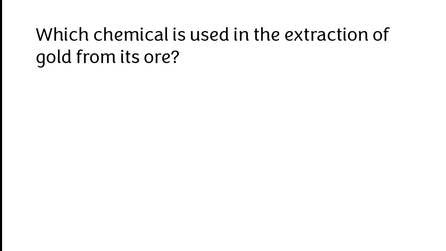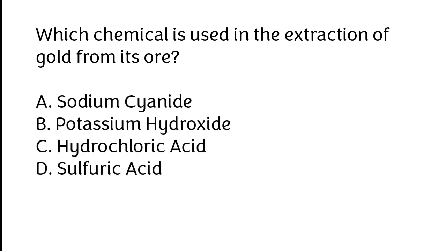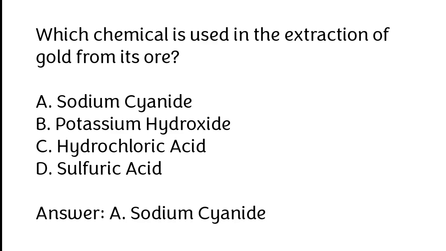Which chemical is used in the extraction of gold from its ore? Sodium cyanide, potassium hydroxide, hydrochloric acid, sulfuric acid. The correct answer is option A, sodium cyanide.